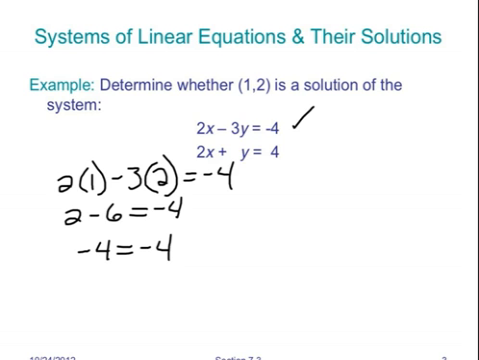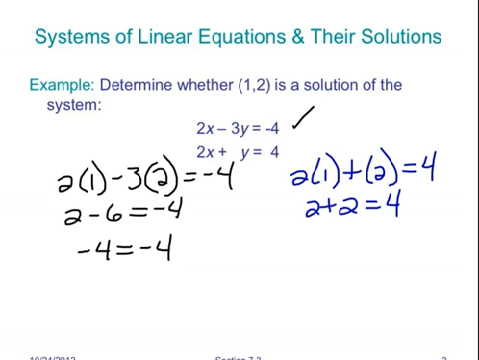We have to check with the other equation as well. So we're going to plug it into the second equation this time. 2 times my x value of 1 plus my y value of 2. Does that equal 4? 2 times 1 is 2. Plus 2, and 2 plus 2 is 4. So the point 1, 2 is on the second line, 2x plus y equals 4. Since the point 1, 2 satisfied both equations, then the answer to this question, is it a solution to the system? The answer is yes.